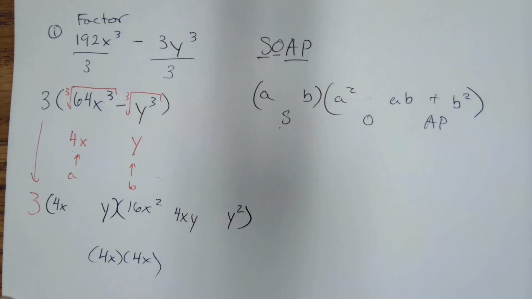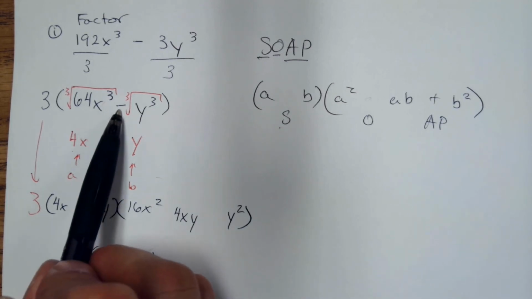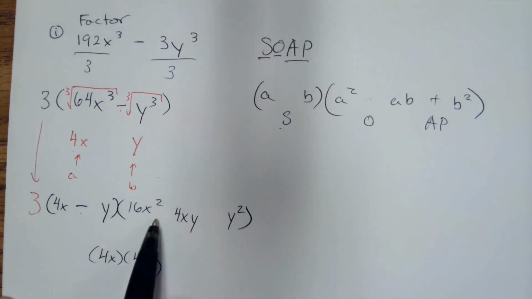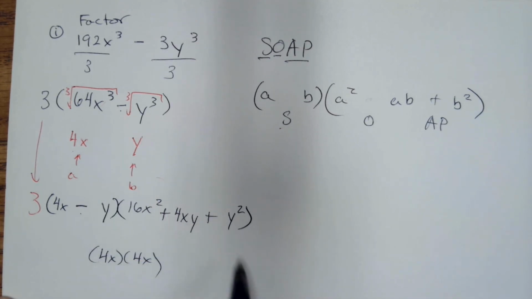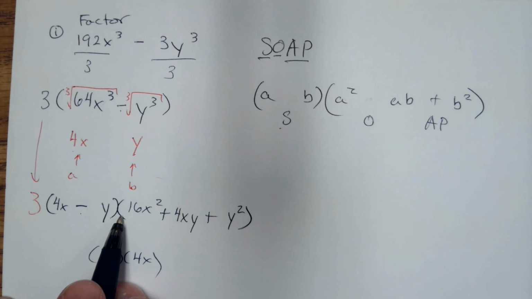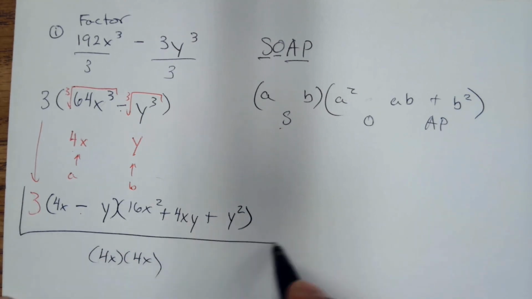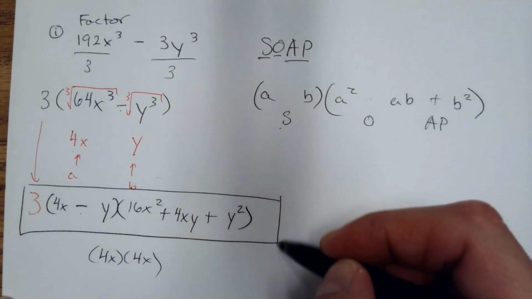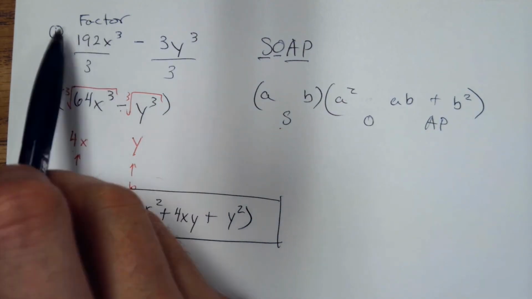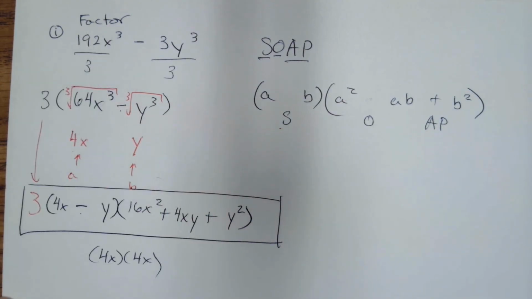4xy. And then the same sign as this, opposite sign as this, and this one's always positive. And then you can't factor that last part. Just don't forget to bring down that 3. We're done because all it said was to factor. That's all we're doing on that one.